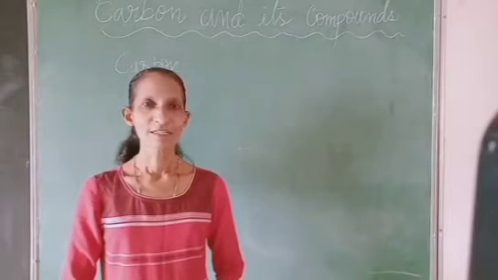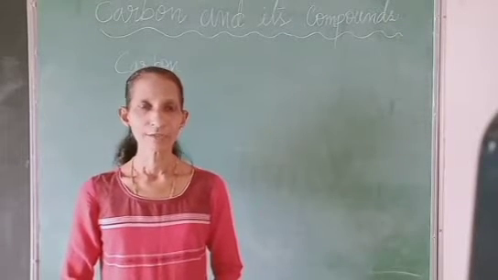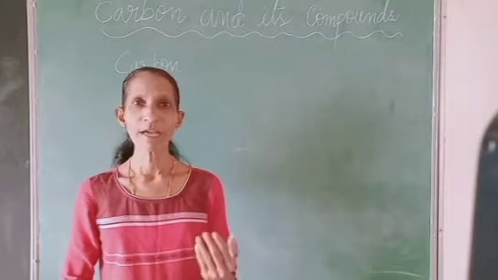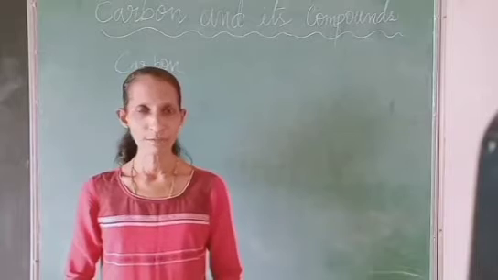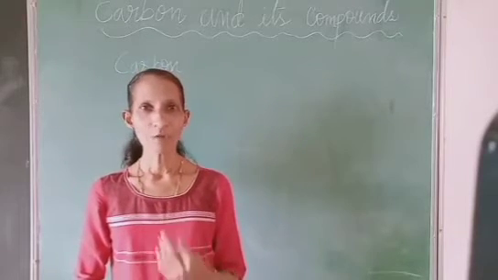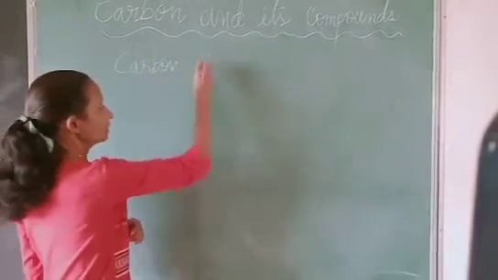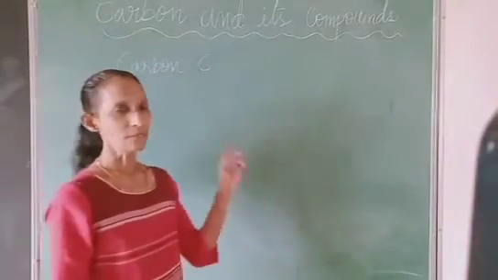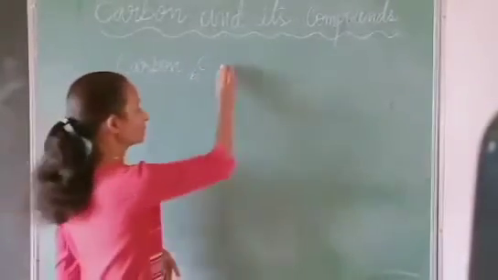Hello students, in the previous classes we learned to write the electronic configuration of some of the elements. We know to write the electronic configuration of carbon. Today let us learn about carbon and its compounds. Carbon, its symbol is C. What is its atomic number? It is 6.